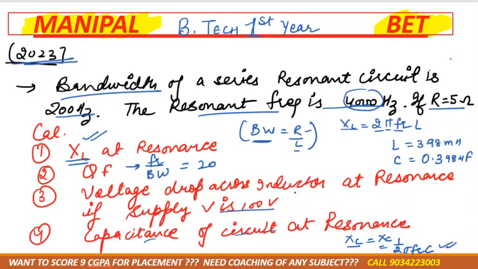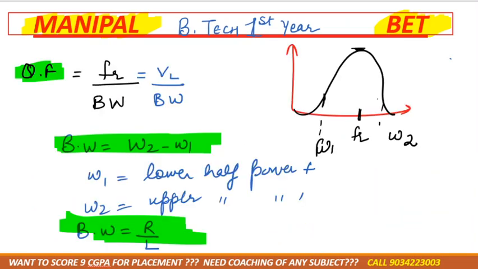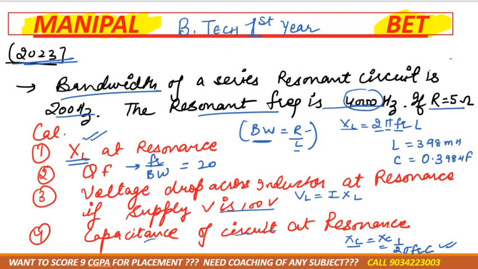So voltage drop across inductor means VL. VL is equal to I into XL. Current is given? No, XL is not given. So we need to calculate VL. We'll see if there is another formula for VL, that is quality factor is equal to VL by supply voltage. Quality factor you know, supply voltage you know, and VL you can calculate, right?